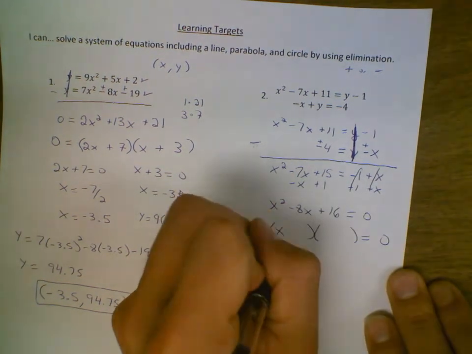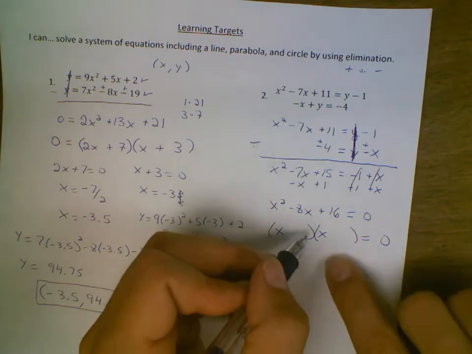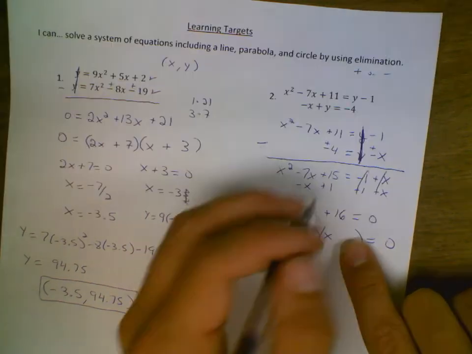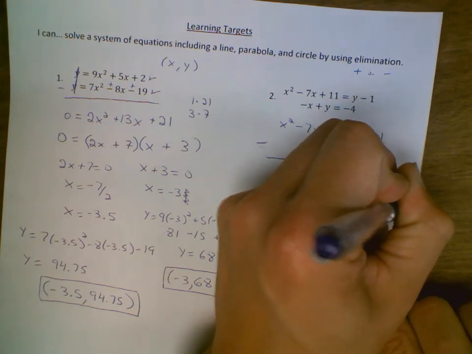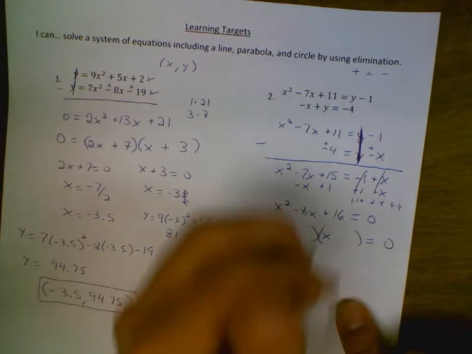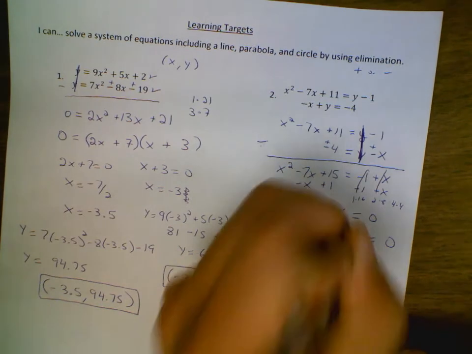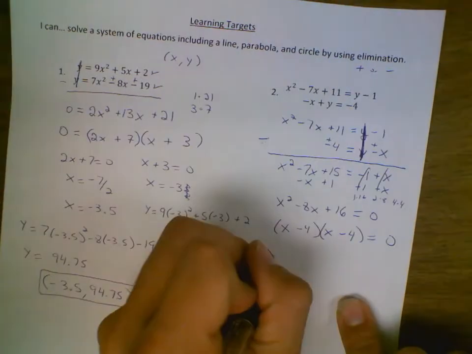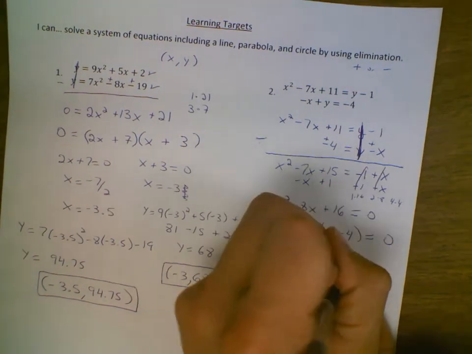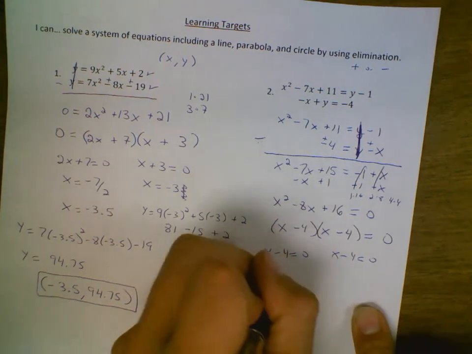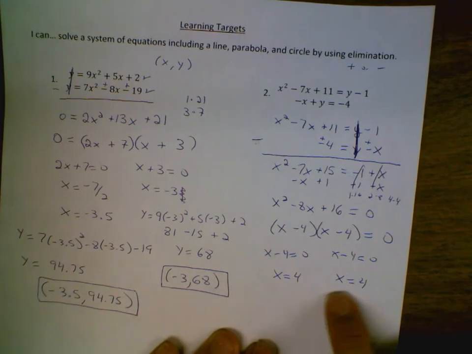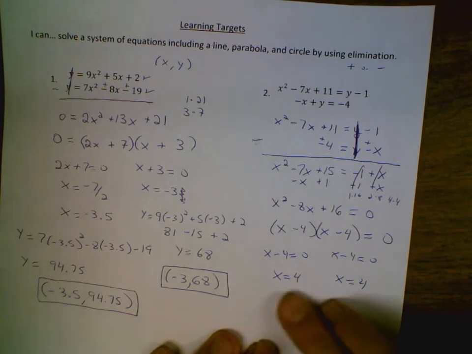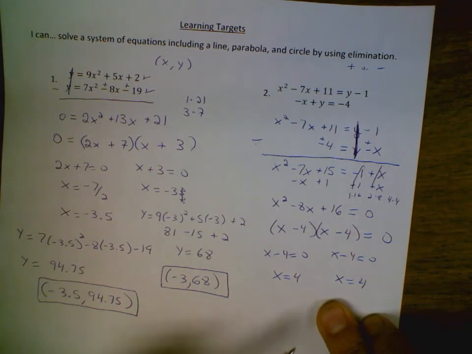Okay, x times x gives me x squared. If I think about numbers that multiply to 16, well, that's 1 and 16, 2 and 8, and 4 and 4. I need to get a negative 8 in the middle, so I'm going to use negative 4 and negative 4. I set my factors equal to 0, and I solve them. So I'm going to get x equals 4 and x equals 4. Now remember, these aren't our full solutions yet. They're just our x values. We need to find our y values.